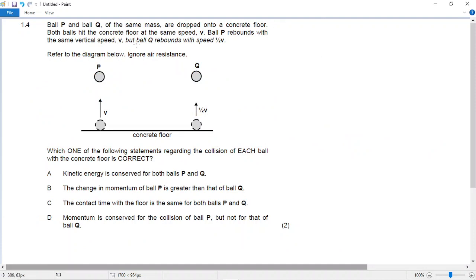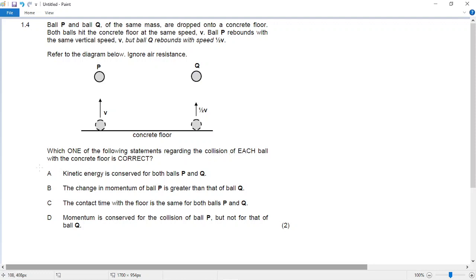Okay, ball P and ball Q of the same mass are dropped onto a concrete floor. Both balls hit the concrete floor at the same speed. Ball P rebounds with the same vertical speed, but ball Q rebounds with a speed of a half v. Refer to the diagram below. Ignore air resistance. Which one of the following statements regarding the collision of each ball with the floor is correct?